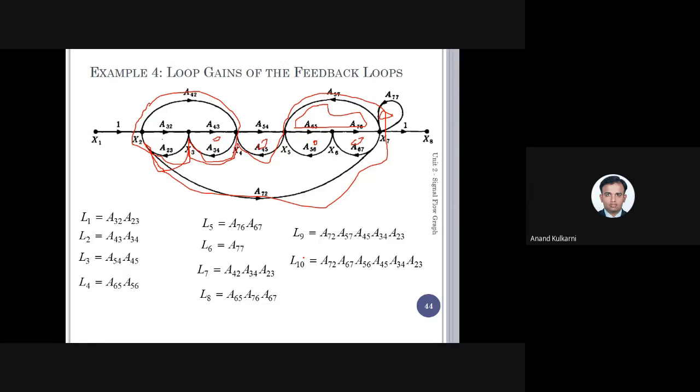Any confusion? Sir, see here, in the case of L10, we have considered A72 first, and then A67, A56, A45, A34. So these are 5 loops, no, sir? No, these are 5 feedback paths, not 5 loops. In that condition, you are taking the above line. You just imagine that the above line is missing.